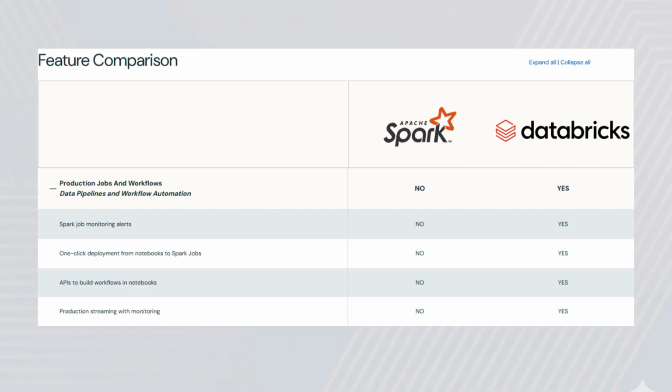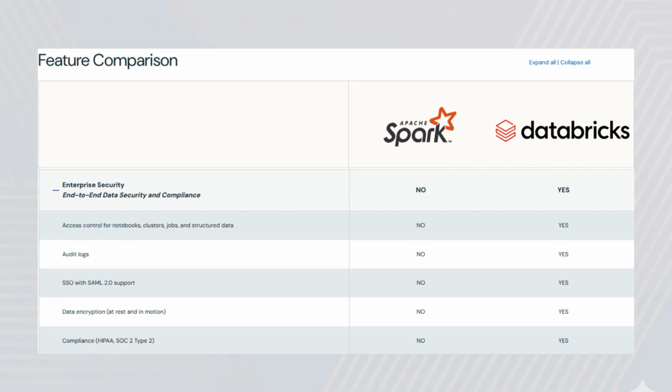This refers to scheduling, retry logic, and monitoring for production pipelines. Databricks includes a native scheduler with parameterized jobs, automatic retries, dependency chaining, and dashboards. Whereas when it comes to production jobs and workflows with standalone Spark, you need to rely on external tools and build your own retry and alerting as well as monitoring.